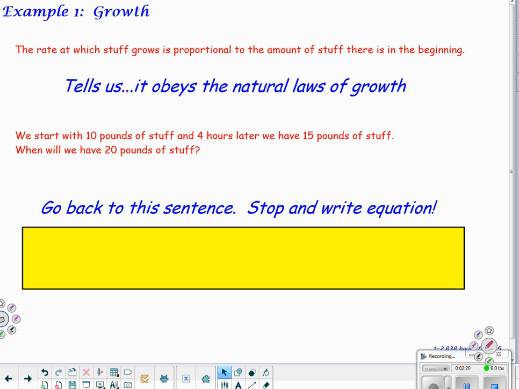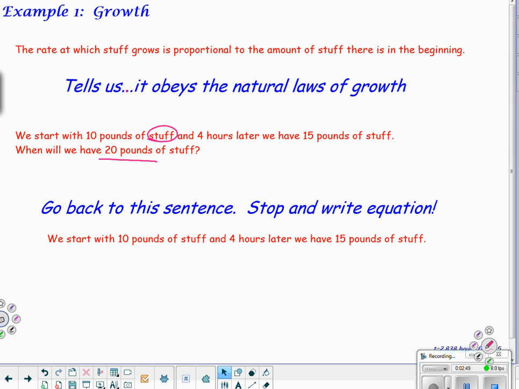And let's do this problem. We start with 10 pounds of stuff. What kind of stuff? I don't know. Maybe population, maybe bacteria, anything that undergoes an increase here. 4 hours later, we have 15 pounds of stuff. When will we have 20 pounds of stuff? Just a very common growth problem. So if I go back to the sentence, I can stop and rewrite based on what I was given there.